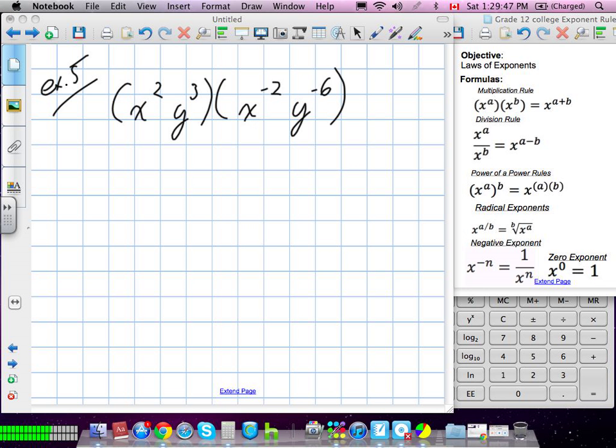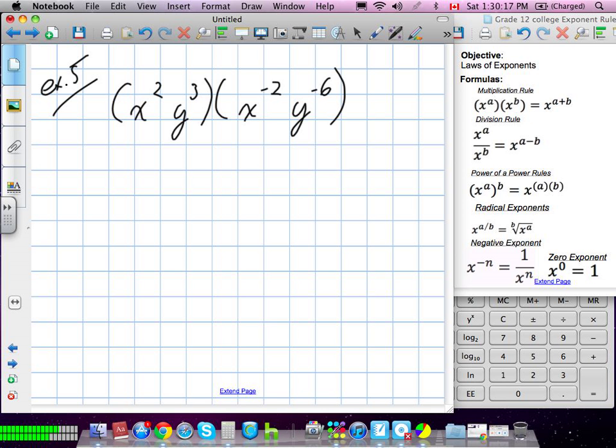Okay, so example 5 here. This is a multiplication question. In fact, what this really says is x squared times y to the power of 3, and this also says x to the power of negative 2 times y to the power of negative 6. Really, it's like saying this times this times this times this. We're multiplying 4 things. The rule of multiplication is we can multiply in any order as long as we're multiplying everything together. So I can reorder this.